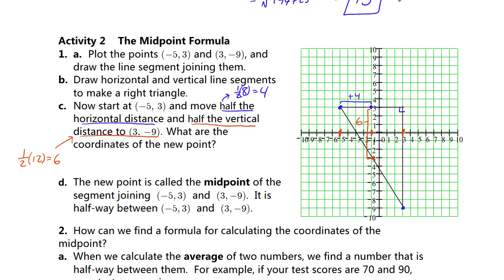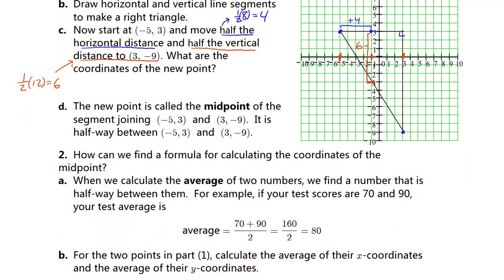And so that's what this is talking about, the average. Let's read this real quick. When you calculate the average of two numbers, you find a number that is halfway between them. So for example, if your test scores are 70 and 90, then your test average is, here's a formula for doing the average. You just add up the numbers and divide by the number of numbers you had, which is 2. So 70 plus 90 is 160, divided by 2 is 80. It's halfway between 70 and 90.